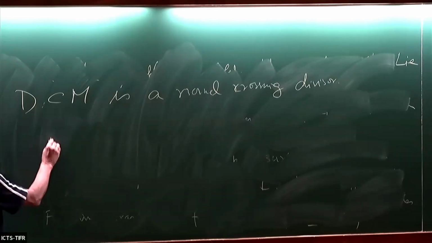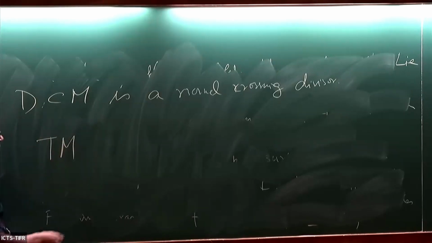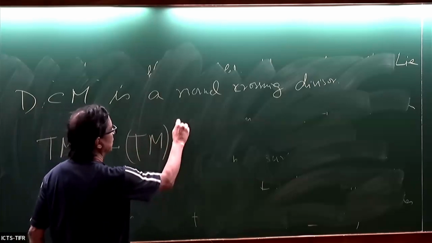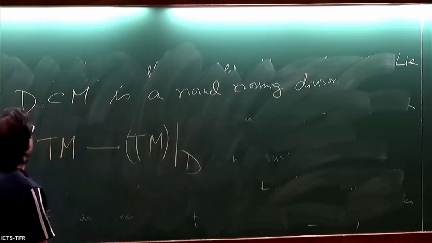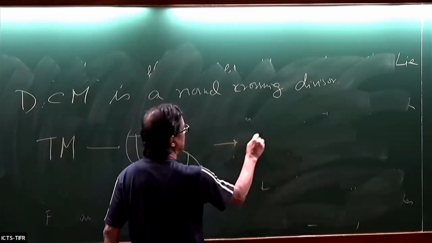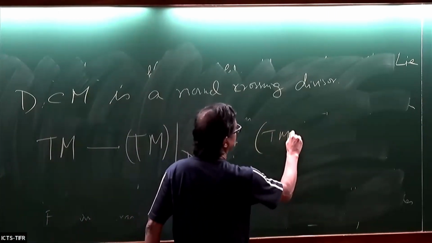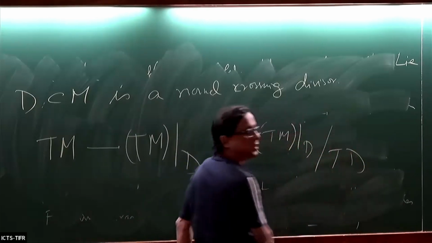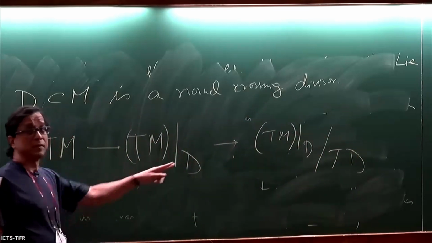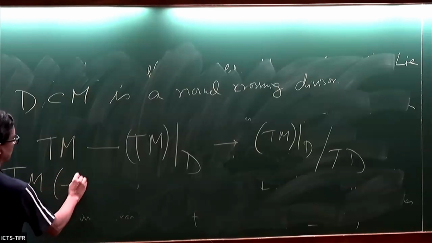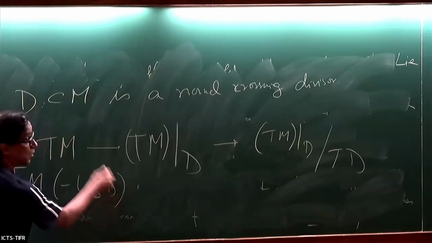Recall the tangent bundle of M, you can restrict the tangent bundle to the vector bundle to D. Now then you quotient it to T_M restricted to D, the tangent bundle of D. Look at the composition. The kernel of this composition is called T_M minus log D, the logarithmic tangent bundle.